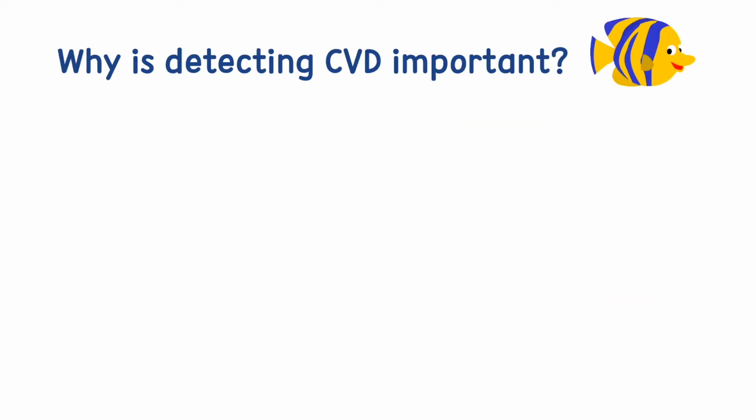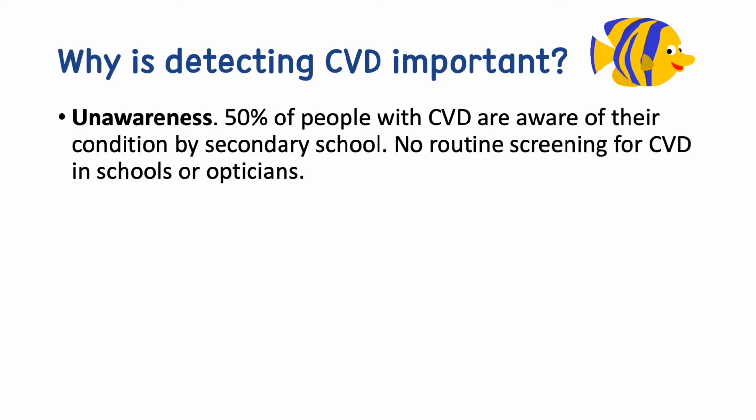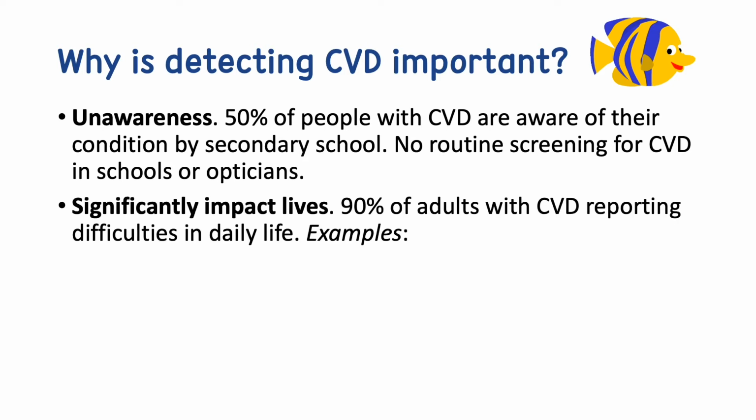So why is detecting CVD important? Firstly, there is a lack of awareness. A lot of children are unaware of their CVD, and 50% of people who have CVD only become aware of their condition by the time they reach secondary school. In the UK and in many other countries, there's no routine screening for CVD in schools or opticians, so there are a lot of children out there who have an undiagnosed CVD and they are unaware they have a problem with their colour vision. CVD can also significantly impact people's lives.